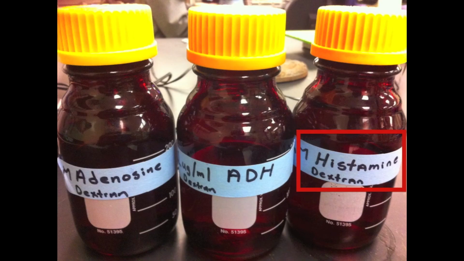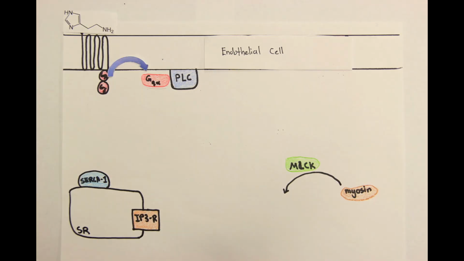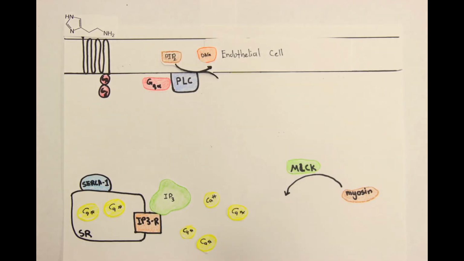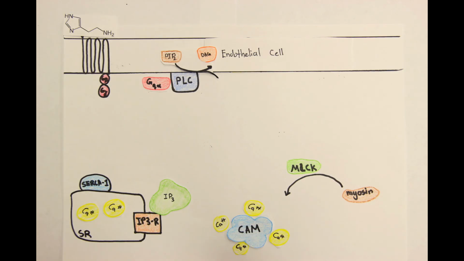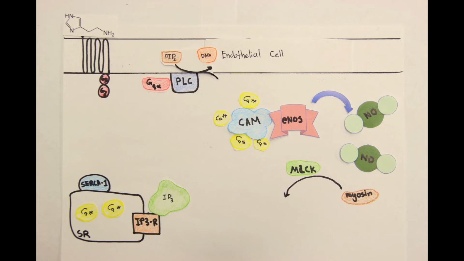Finally, our last drug is histamine, and it binds to H1 and H2 receptors. When histamine binds to the H1 receptor, it activates the GQ pathway. However, in endothelial cells, the GQ pathway has a different effect. Calmodulin can bind onto endothelial nitric oxide synthase, or eNOS. eNOS then produces nitric oxide.